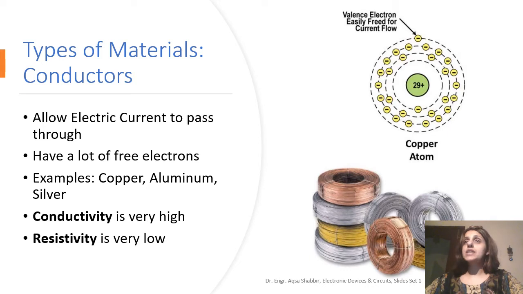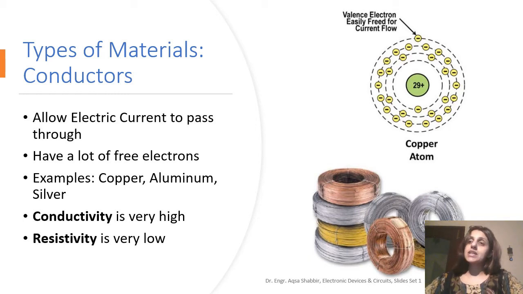Over here on the right, we are able to look at the structure of a copper atom. Copper has an atomic number of 29, meaning that it has 29 electrons in its orbits or shells, and there is one valence electron. The valence electron is the electron which is available in the outermost shell, known as the valence shell.